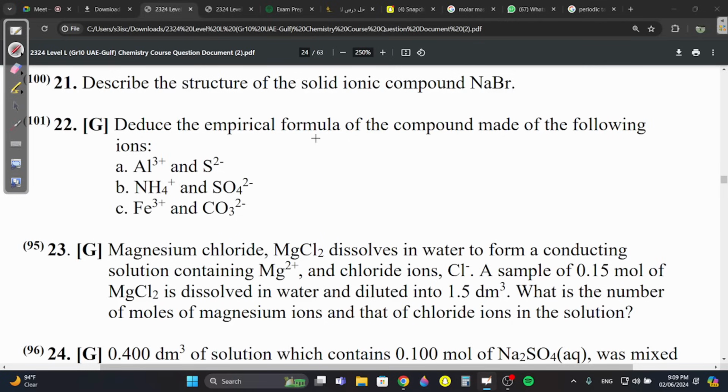Okay, question 22, deduce the empirical formula. Basically they want the compound. Just crisscross: 3 goes here, 2 goes here, it becomes Al2S3. Okay, NH4 plus goes here, but the 2 goes here, so it's going to be NH4. The 2 goes outside. If it's already a compound, the subscript goes outside. And then SO4.